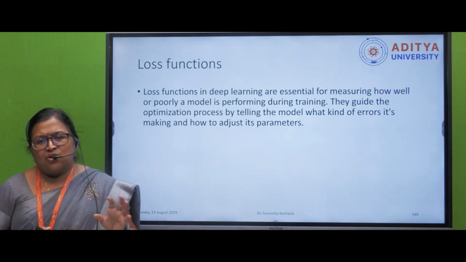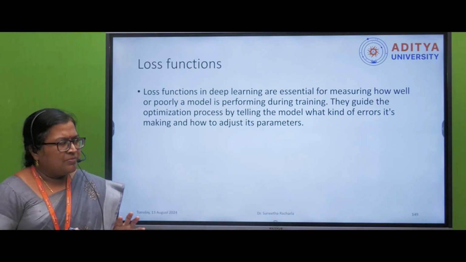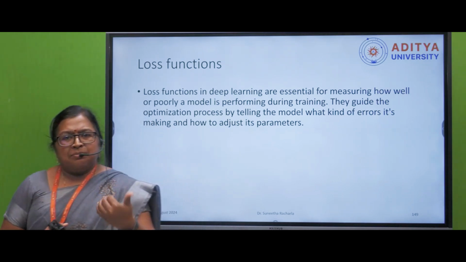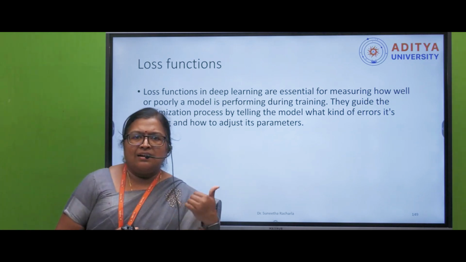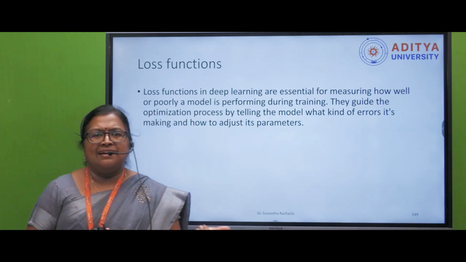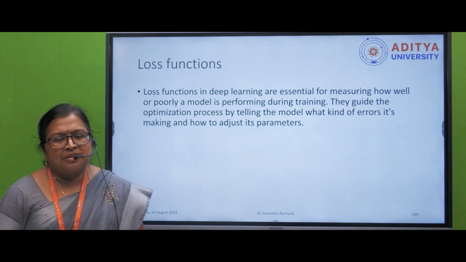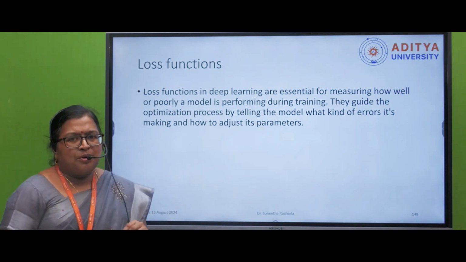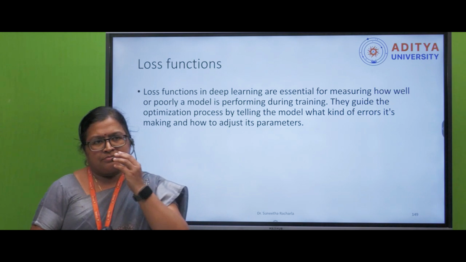So this is what activation functions are about. The main use of an activation function is to activate a particular neuron and to create some non-linearity in the data set. That is what an activation function is. The next concept is loss functions.